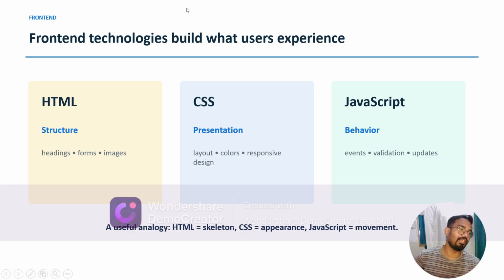And then we have the last one, JavaScript, which dictates the behavior, what happens when you click on something. JavaScript allows us to add behavior and interactivity. For example, when I click this button, something should happen. Maybe a menu should open. Maybe a form should be validated. Maybe data should be loaded from a server. Maybe the page should update without reloading. That's where JavaScript comes in.